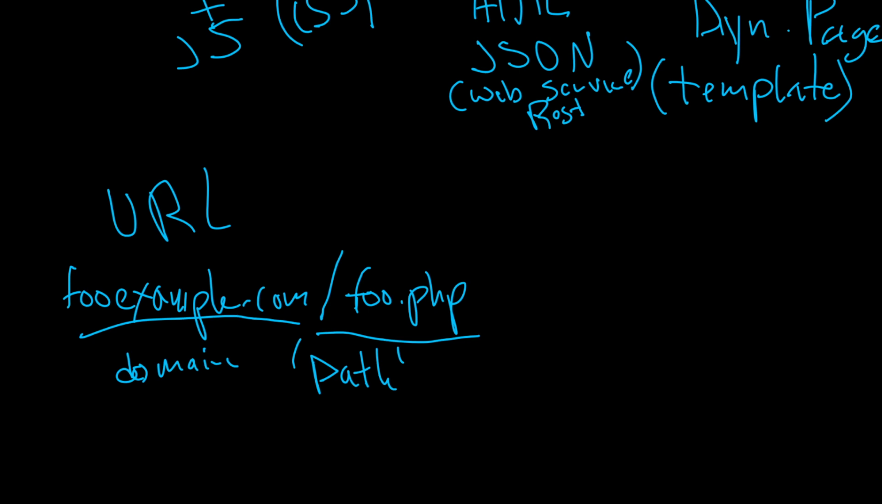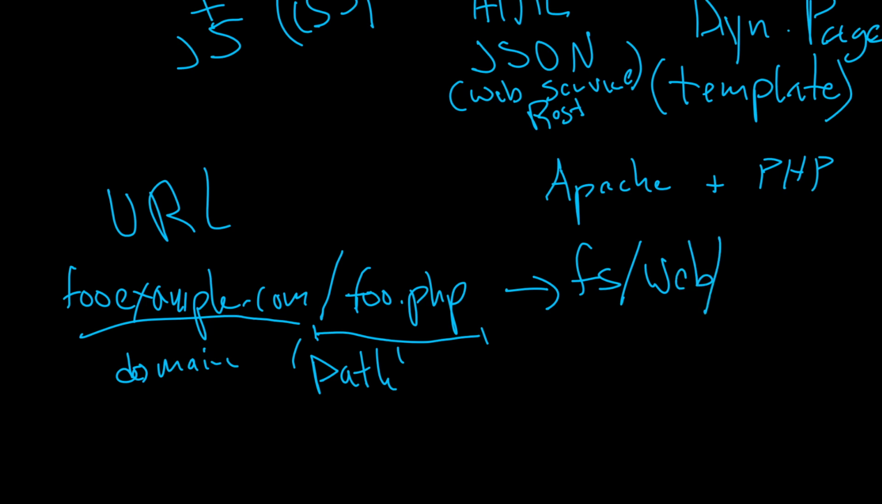So often PHP runs on Apache. I don't know why I wrote an M. Apache plus PHP. Apache is the name of a web server. What it's going to do is take this path segment over here, and so when it receives this, it's going to look in your file system, wherever the web directory is, and then look for foo.php.